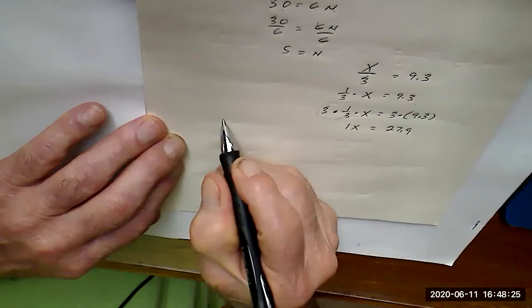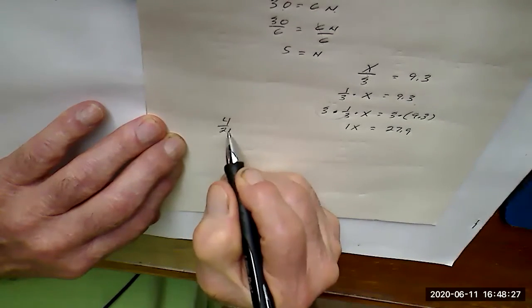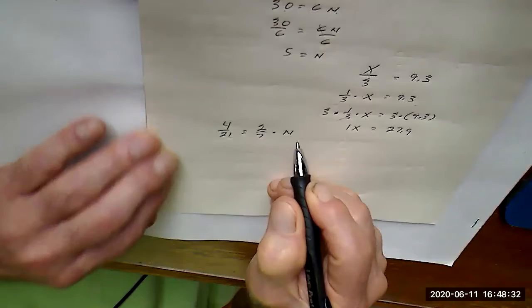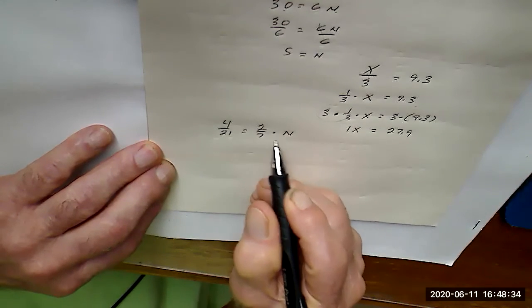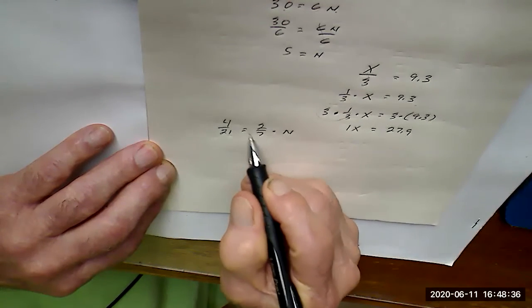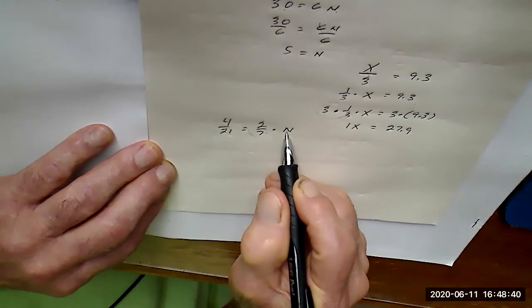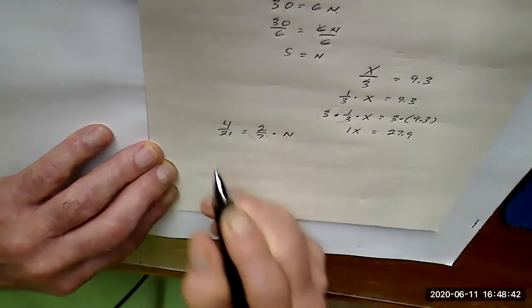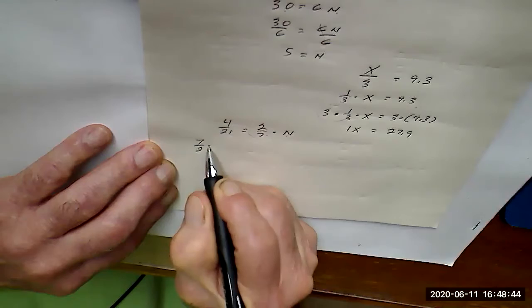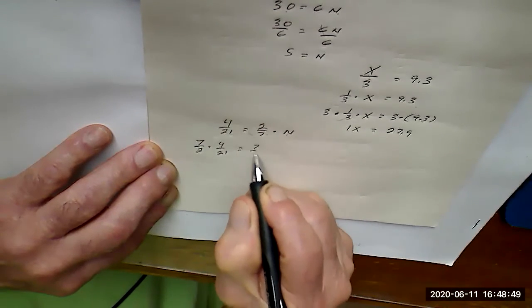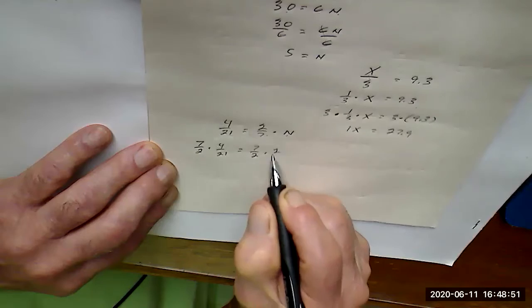Finally, let's take 4 over 21 is equal to 2/7 times n. Well, the coefficient of the n term is 2/7. So I need to multiply both sides of the equation by the reciprocal of 2/7. So 7/2 times the left-hand side. And 7/2 times the right-hand side.